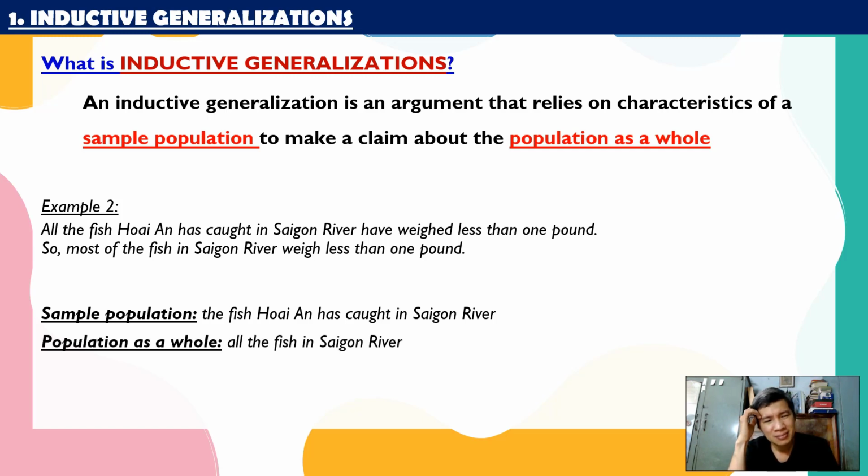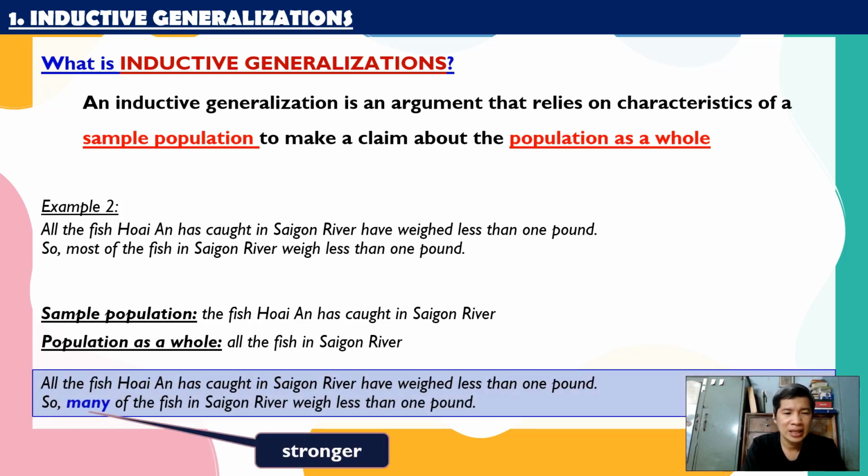Then you can see in this case, we can make the argument stronger by just saying so many of the fish. But we don't say most of the fish. We have to see the relevance of the sample population and how reliable it is for us to come to the conclusion. Think about this in the future when you do your research.